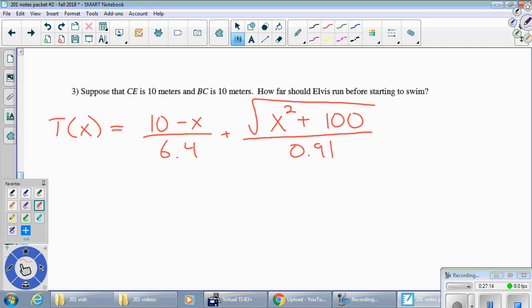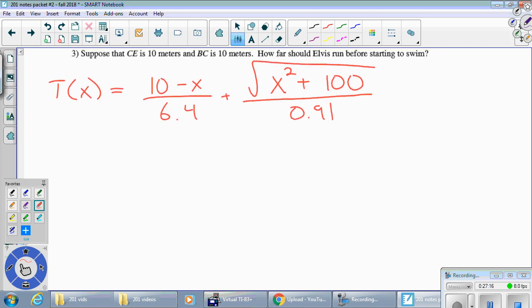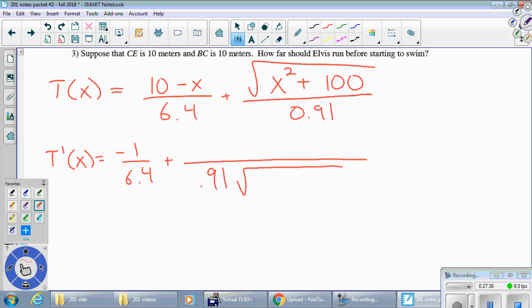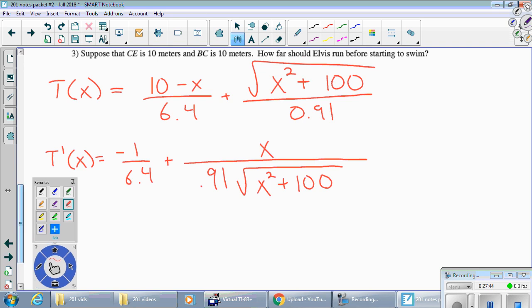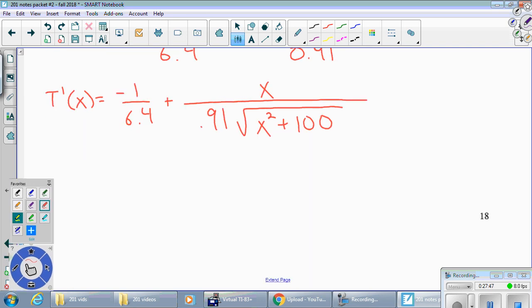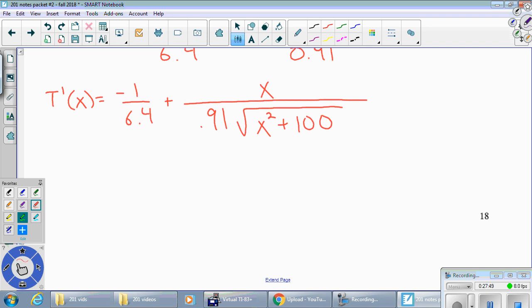Now I can't just look at this and know that it's going to be the same answer, or how this answer is going to relate. But a lot of the calculations are the same, right? So t prime of x is -1 over 6.4, just like before, plus, let's be really clever about this. The 0.91 is on the bottom. There's going to be a 2x and a 1/2 that are going to cancel just like before. There's going to be a square root down here, x squared plus 100 now. And up on top, there was an x before, there's still going to be an x. So we're saving some time here, recognizing the similarities between this problem and the other.